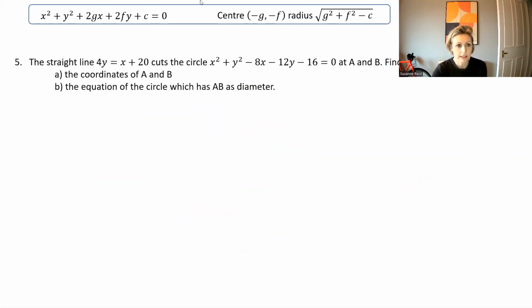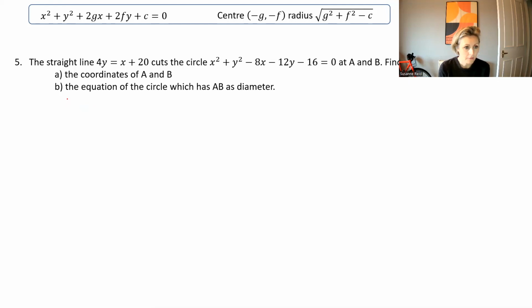Okay, and here we have an example where we're asked for the straight line and it cuts the circle at 2 points. We need to find the coordinates and then we need to find the equation of the circle, which is AB is the diameter. Okay, so a fair bit to do here. So first of all, to find the coordinates, we're going to have to do what we've been doing before and sub that straight line into our circle.